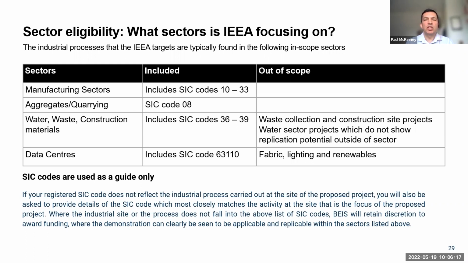It may be possible to locate the demonstration. So it needs to be a UK industrial site, but it may be possible to locate it at a pilot facility if that's representative of deployment at an industrial site. But normally there needs to be an industrial site for the demonstration. Next slide, please.